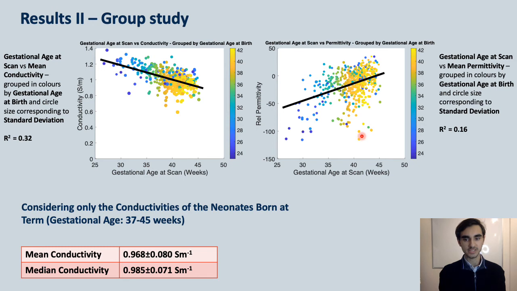For the 416 term-born babies, meaning that they had a gestational age between 37 and 45 weeks, the group average of the mean brain conductivities was 0.968, with a standard deviation of 0.08 Siemens per meter, and the group average median value was 0.985, with a standard deviation of 0.071 Siemens per meter.